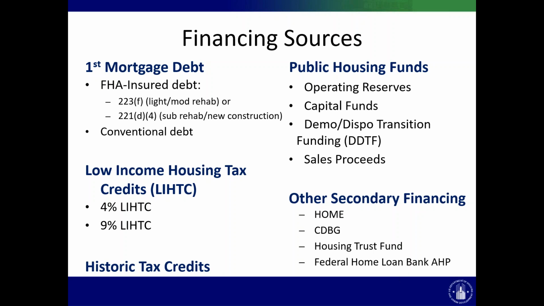Key in RAD is that PHAs can use public housing funds to support the development budget in a RAD conversion. This includes operating reserves, capital funds, demolition, disposition, transition funding, and sales proceeds. These funds can be put into the deal as either a grant or as a soft loan, and can be used, like any of these sources, either to support initial repairs or possibly just to capitalize a new reserve for the property if the property is in decent shape.